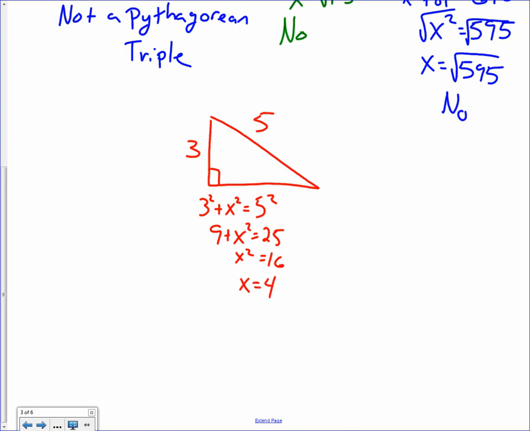Technically, x is plus or minus 4, but since we're dealing with a triangle, we know that the length has to be a positive number. So x would be 4. We'd have sides of 3, 4, and 5. This would be a Pythagorean triple.